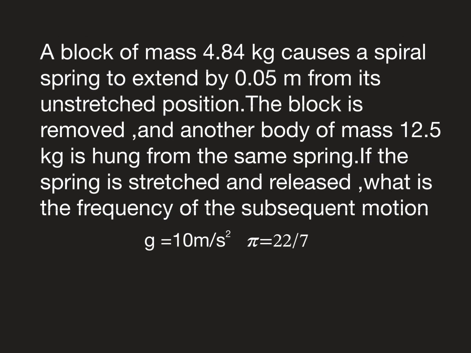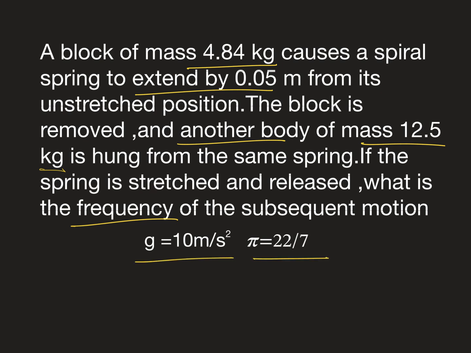A block of mass 4.84 kilograms causes a spiral spring to extend by 0.05 meters from its unstretched position. The block is removed and another body of mass 12.5 kilograms is hung from the same spring. If the spring is stretched and released, what is the frequency of the subsequent motion? We're going to take acceleration due to gravity as 10 meters per second square and pi as 22/7.